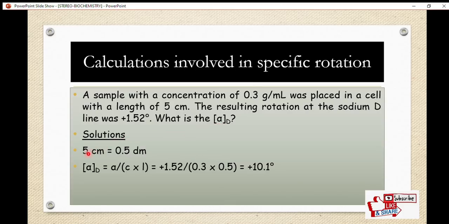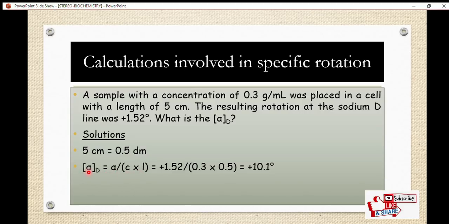In solving this, you have to first convert the 5 centimeter to decimeter, and the conversion is 10 centimeter is equal to 1 decimeter. Okay, so if 10 is equal to 1, then 5 will be equal to 0.5. So we just halve it. After that, you can substitute it in the equation.